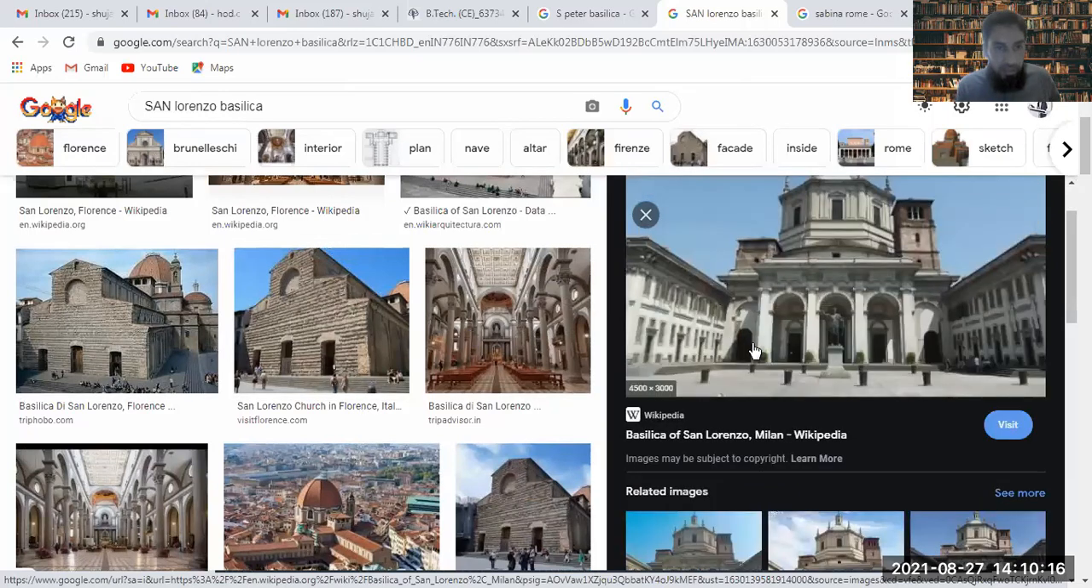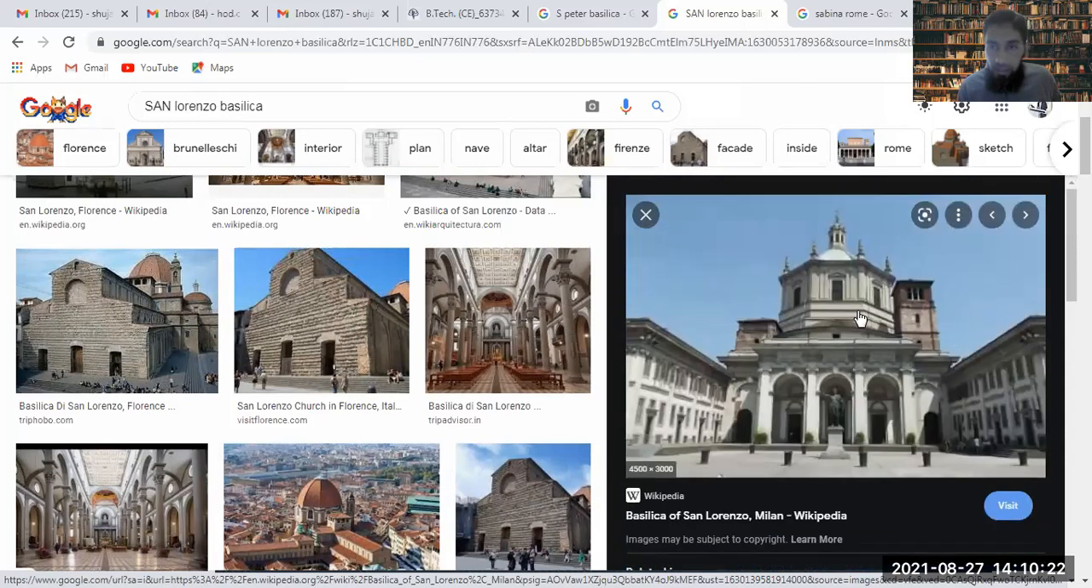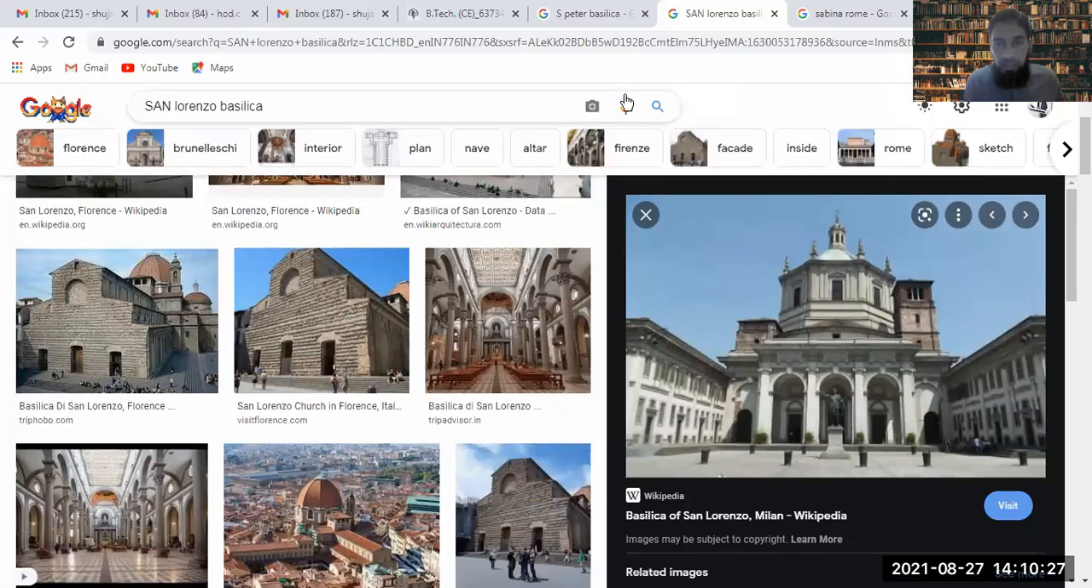So this is, again, you don't have a dome, but a half dome like structure in front here. This is the second Roman structure.